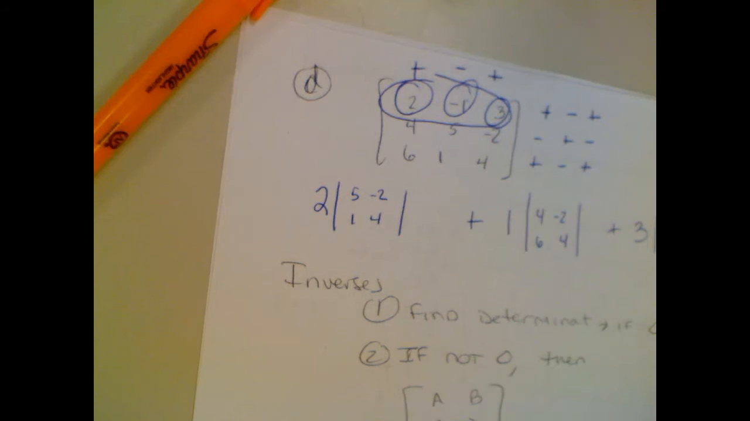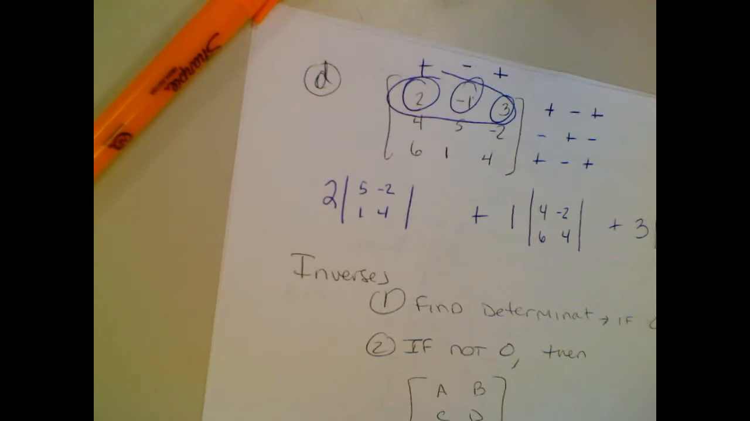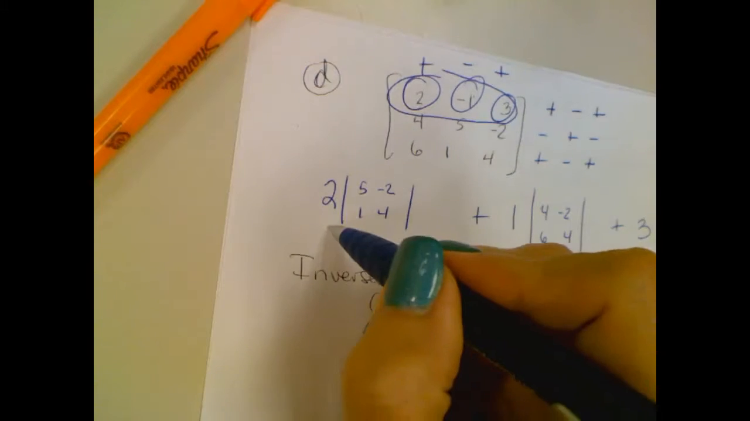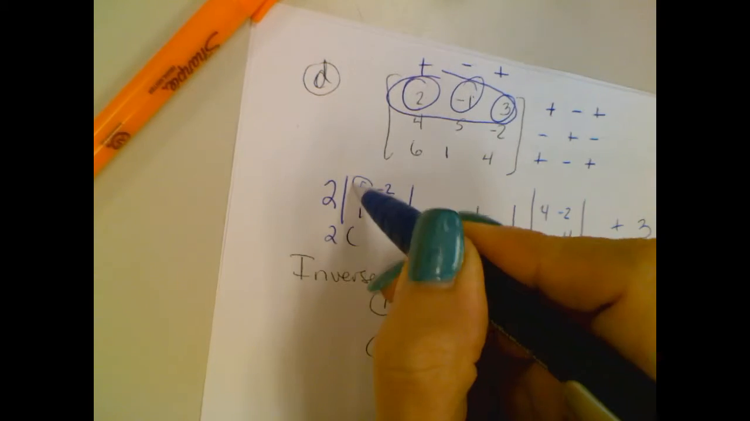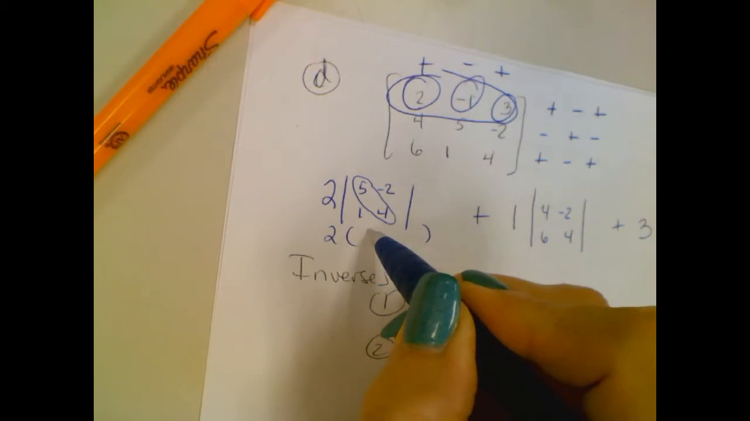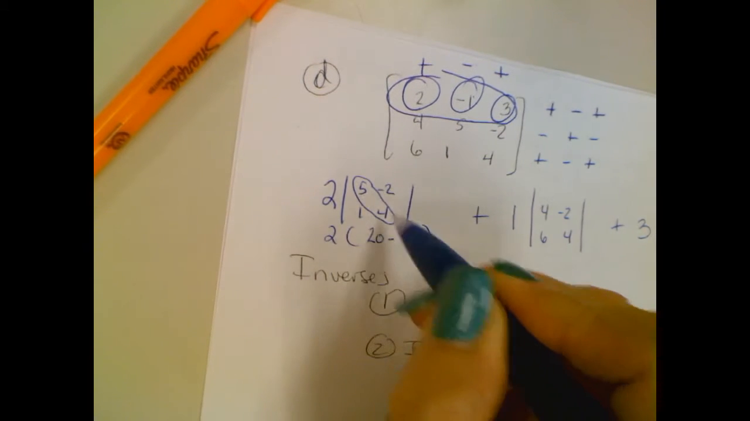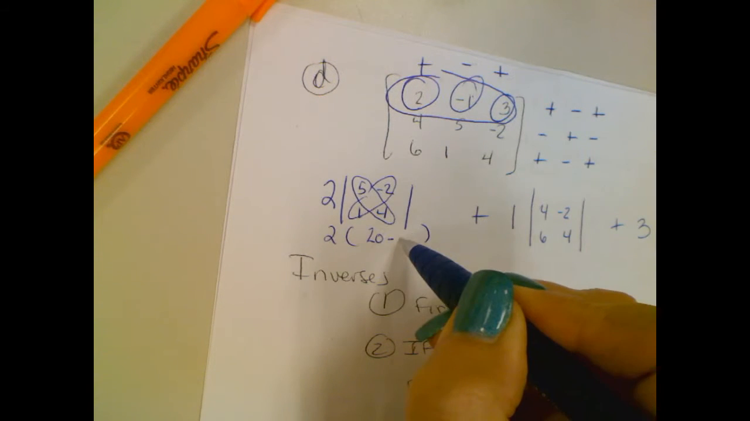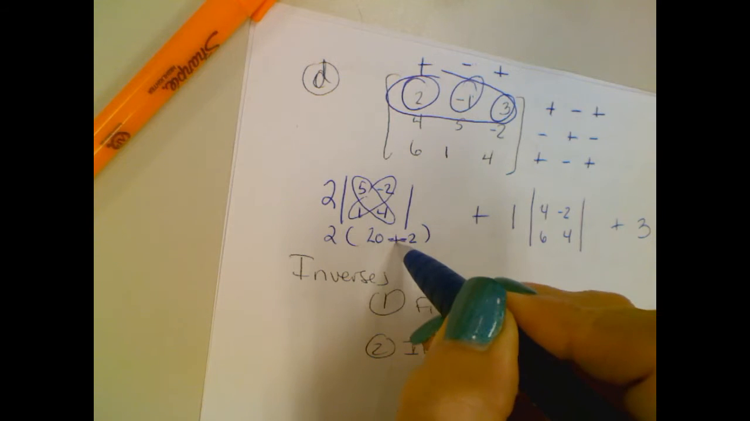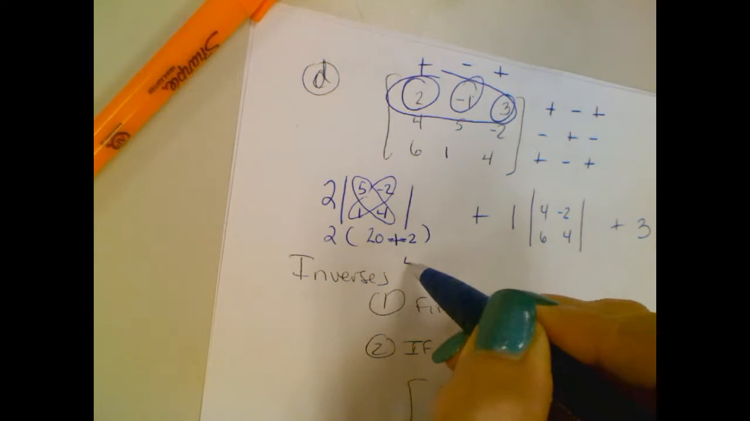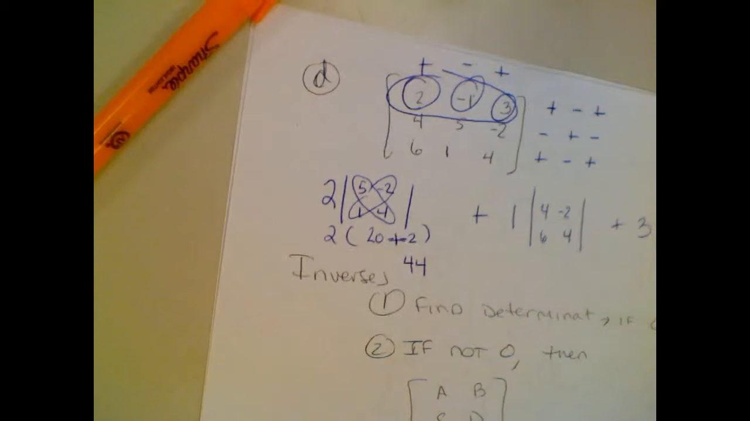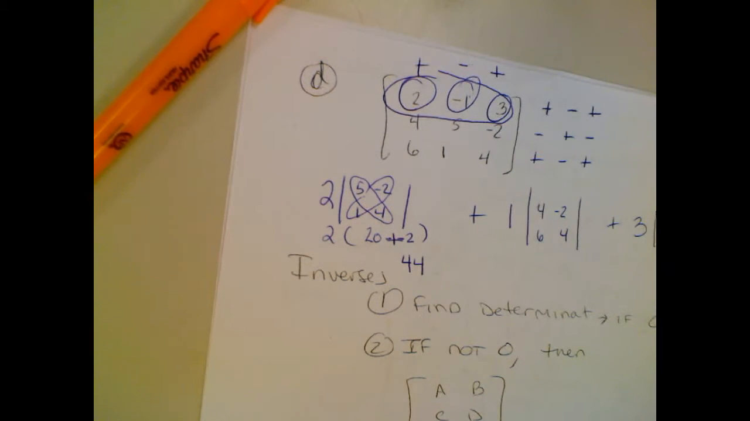And now the rest of this is just how do you find the value of a 2x2 determinant? You cross multiply, so what's 5 times 4? 20 minus this. So that becomes 2 negatives make a positive, so it's 2 times 22 or 44. So the first one has a value of 44.